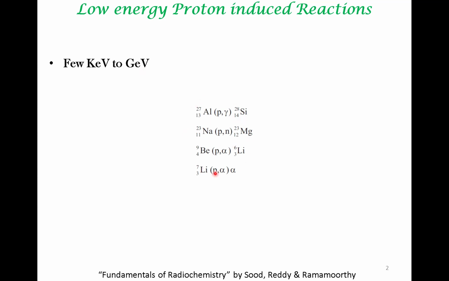As you can see, proton is a projectile, and a variety of products can be formed. You can have gamma radiation, or a neutron emission, or an alpha particle emission.